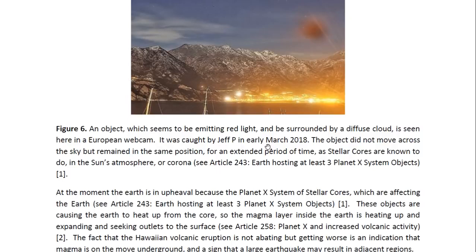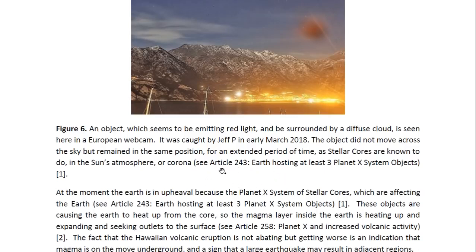This one was captured by GFP in late March of 2018, and this object was seen to be stationary in the sky for quite some time, and this is only possible if it is an object that has made a connection with the Earth, like the stellar cores that make connection with the Sun do. And once they make this connection, they are then able to rotate with the Earth.